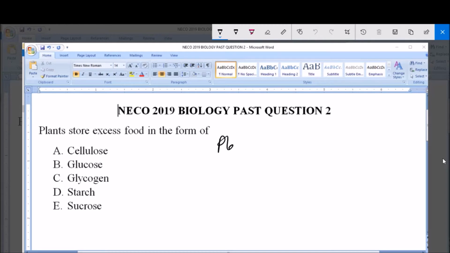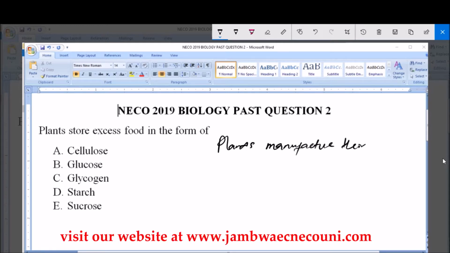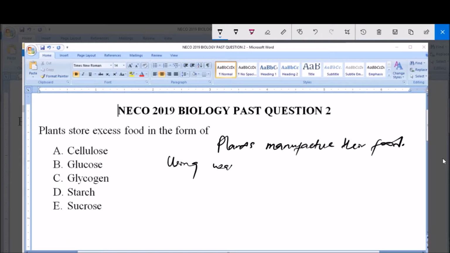plants manufacture their food. That is, they produce their own food. So plants manufacture their food, and they do this by using what? They do this by using water, chlorophyll, chlorophyll present in chloroplast, and sunlight.